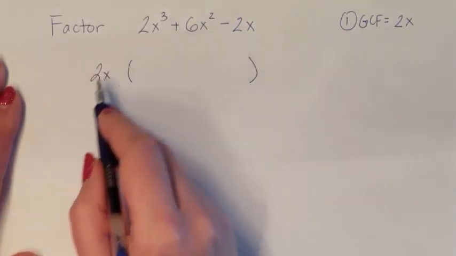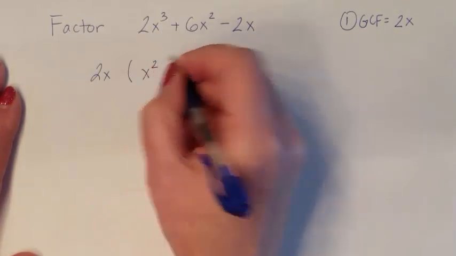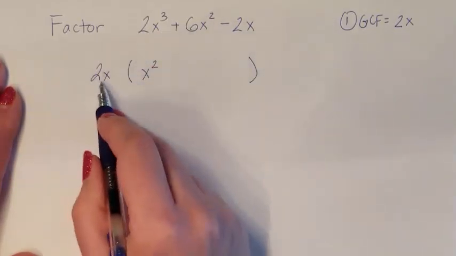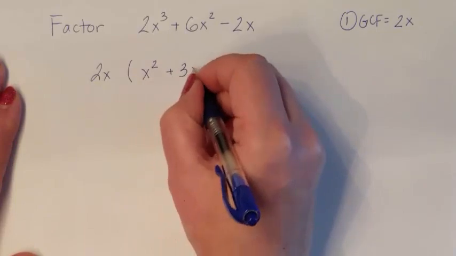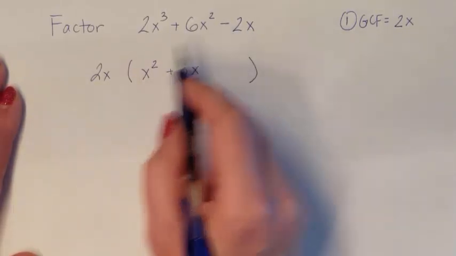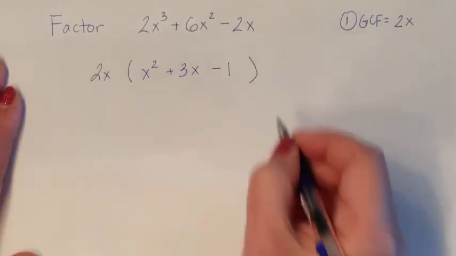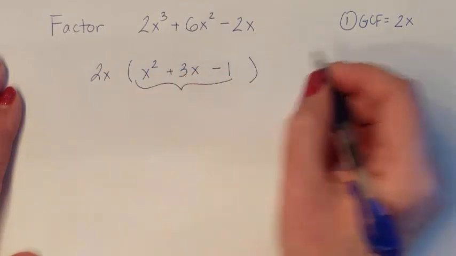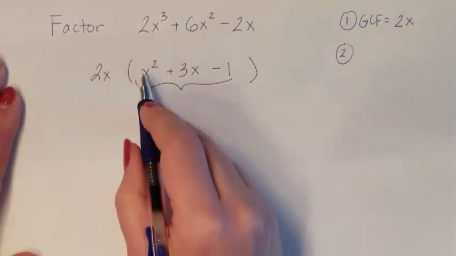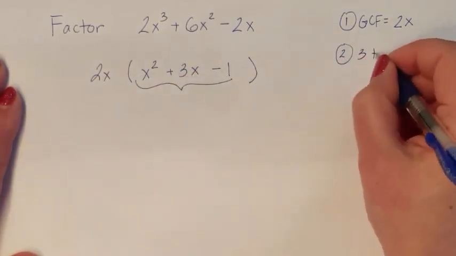2x to the third divided by 2x is an x squared. 6x squared divided by 2x is a positive 3x. Negative 2x divided by 2x is a minus 1. So this is now what I need to double check and see if I can factor. There were 3 terms.